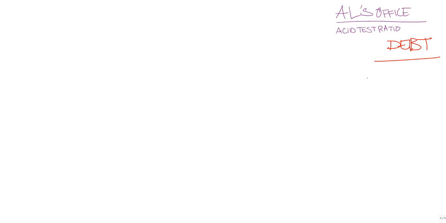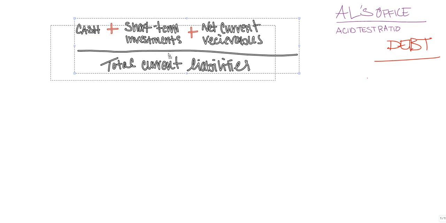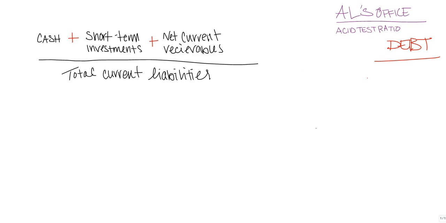So, the idea that we're going to do here is this. This is what our acid test ratio actually consists of. It consists of our cash plus our short-term investments plus our net current receivables, divided by our total current liabilities.